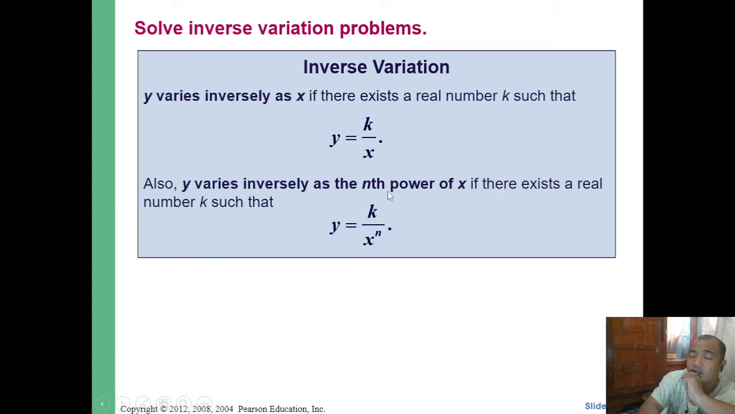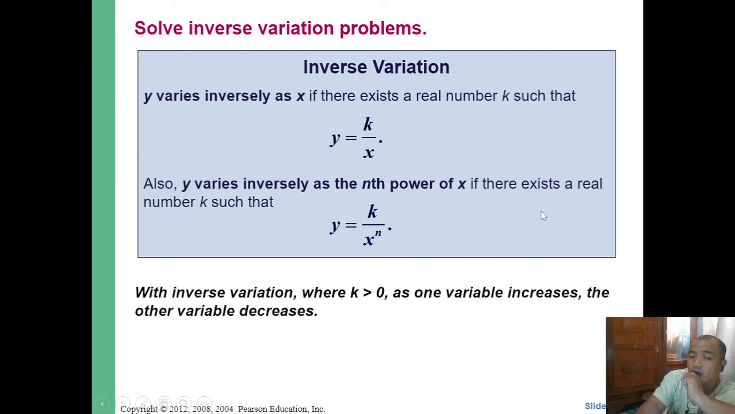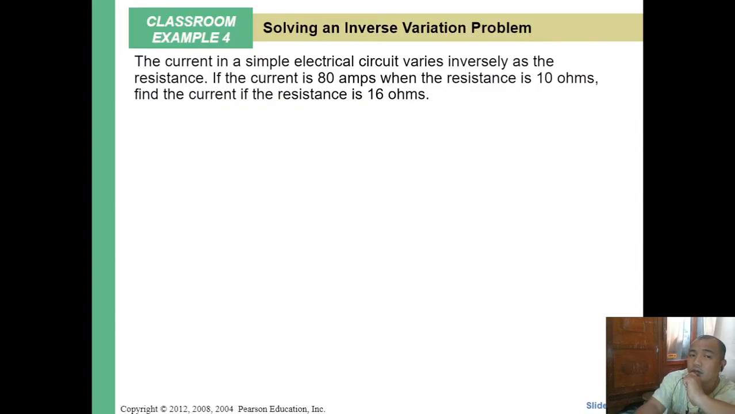Also, y varies inversely as the nth power of x if there exists a real number k such that y equals k over x raised to n. With inverse variation, where k is greater than 0, as one variable increases, the other variable decreases. Okay, let us try to solve this inverse variation problem.